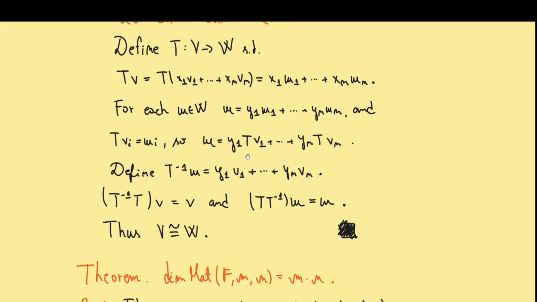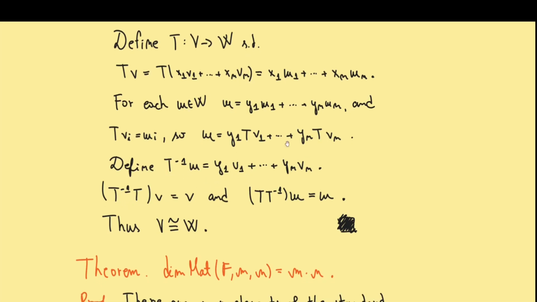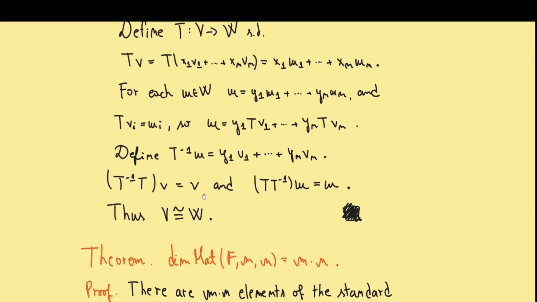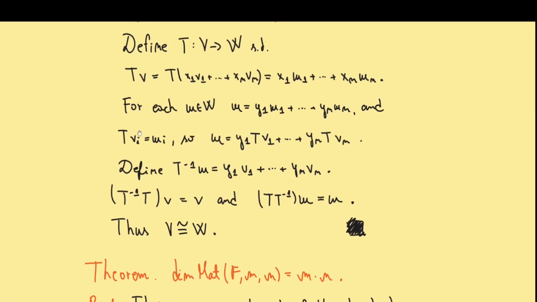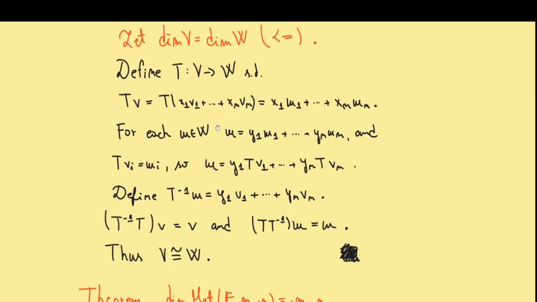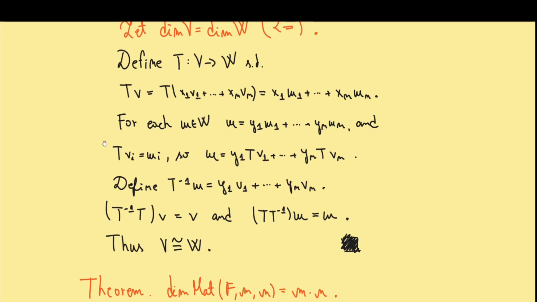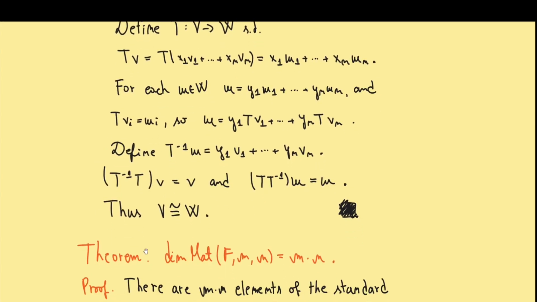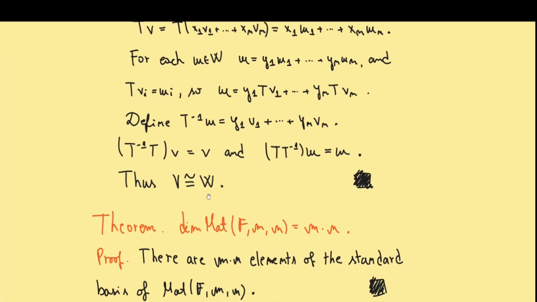So if I have some Wi, just give me back the Vi that mapped to it in the first place. And once we define everything like this, we get that the following two hold. So T minus 1 is our inverse of T. So we assume that they have the same dimensions, and we've given an example of a linear mapping that is invertible. Thus, we can conclude that V and W are isomorphic.